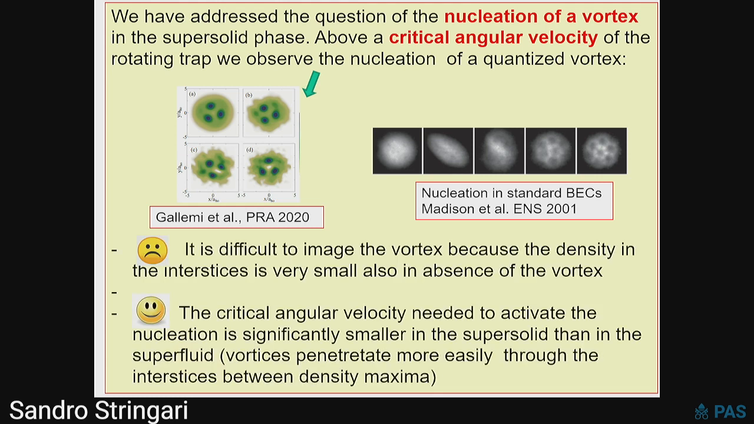The interesting results that emerge from this analysis are two. One negative: it is difficult to image the vortex because the vortex tries to put itself in the region of very small density between the interstices, and consequently it is very difficult to image, because when you image, there are practically no atoms there, but there is an empty area, a region, also without the vortex. So how can you identify the vortex in imaging techniques? Of course, you can use interferometric techniques, but not a direct measurement of the density profile. But the positive news from this investigation is that the angular velocity to generate the nucleation is much more favorable in the case of the supersolid, because the vortex can easily penetrate inside.